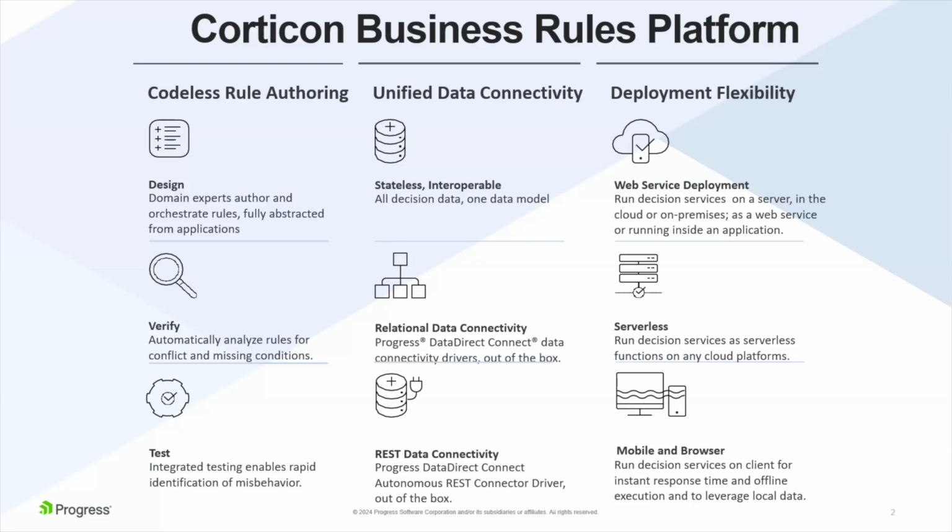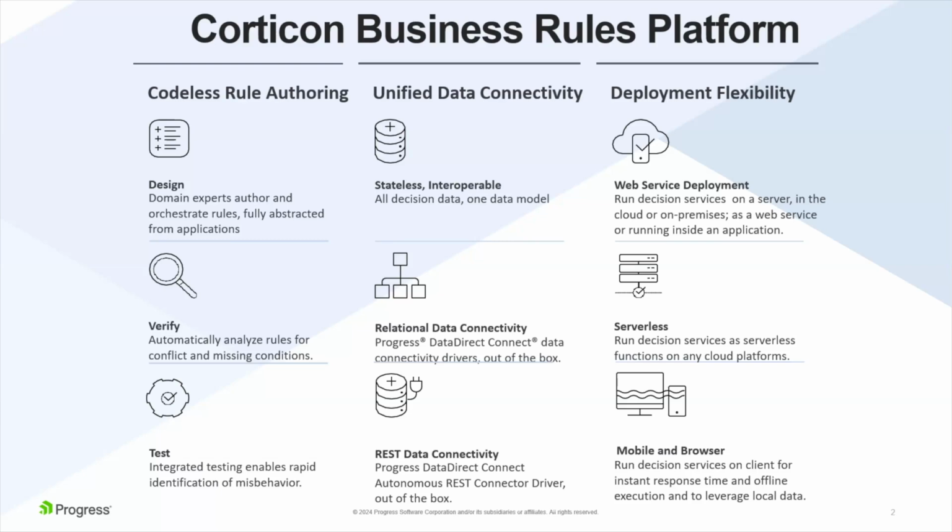Now, the Corticon platform provides a rule authoring component. This gives you the ability to design your rules, verify your rules. Are there any conflicts, any gaps in them, and to test your rules. It's an integrated testing capability, so you can make sure that your rules are meeting the requirements that you set out. It has great data connectivity.